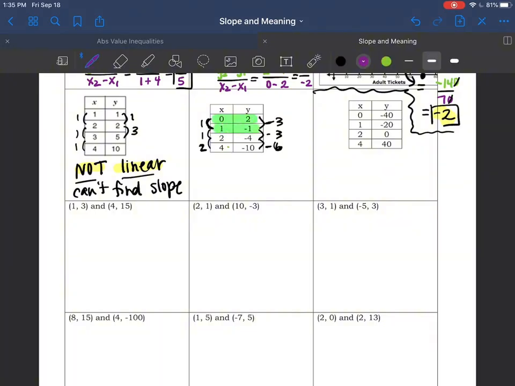We're going to use those 2 points. Okay, and so if I call this x1 and x2, y1, y2, y2 minus y1 over x2 minus x1. y2 is -1 minus 2, and then 1 minus 0.